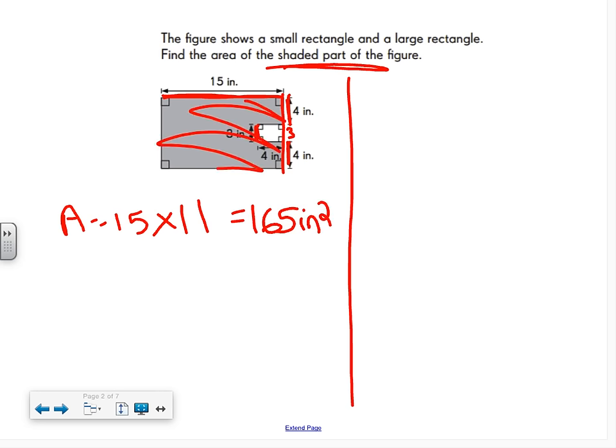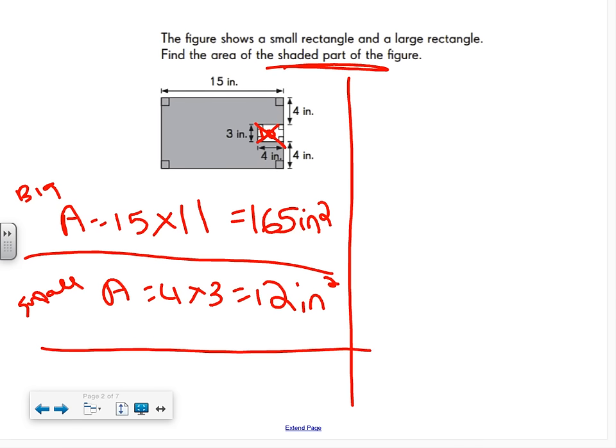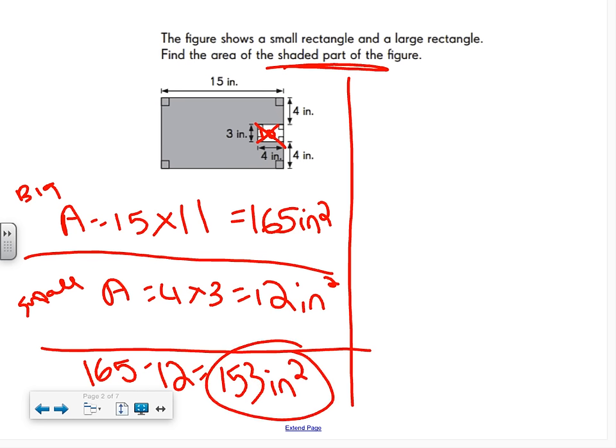That's this whole thing. Again, I don't want the whole thing. I want to cut off this white square because I only want to know the shaded part. Well, this is the big one. Then I can find the small. And if I have the small one, I know the length is 4 times the width, which is 3, and that equals 12, okay? So if I know that this is 12, if I get rid of that, whatever's left over is the area of the shaded part. So what I have to do is take my total, 165, get rid of my 12, and I end up with 153 inches squared as my final answer.